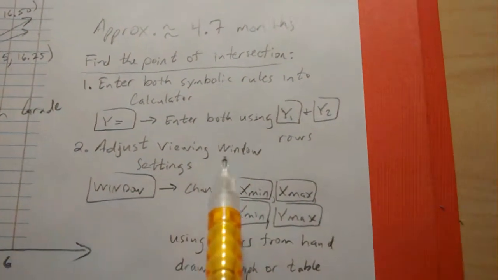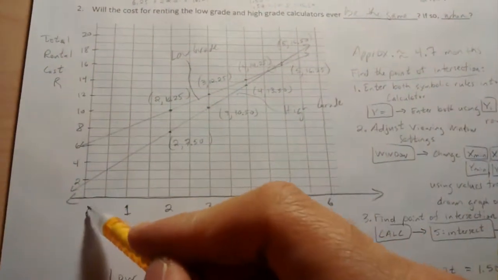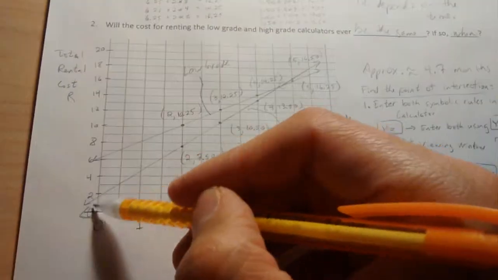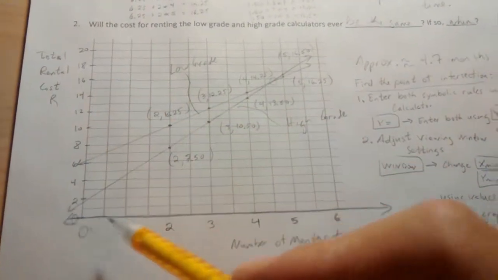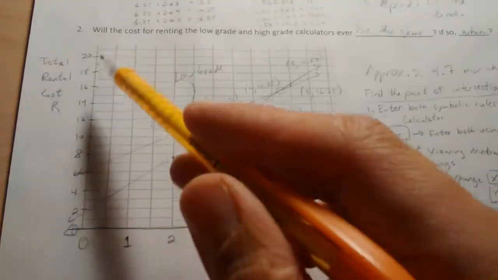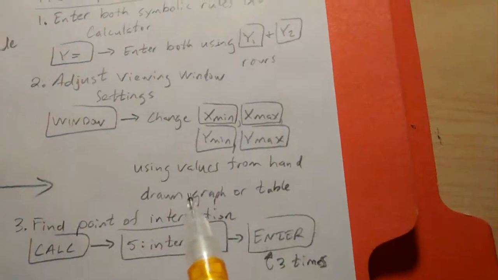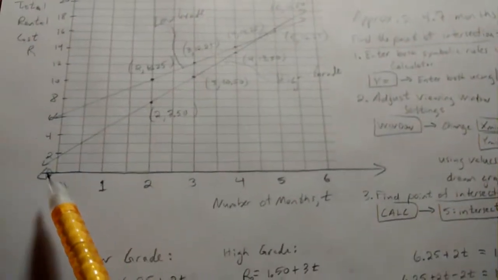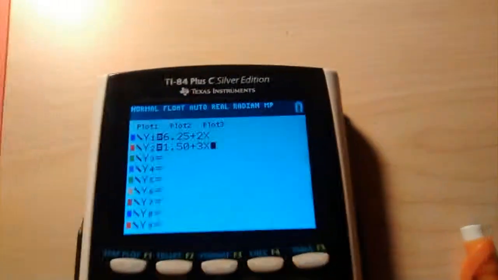So number 2, adjust the viewing window settings. Now, the viewing window settings are really these. So starting with 0 to 6, if you will, and then 0 to 20. So we've got to scale the viewing using these hand-drawn scalings that we used, or in your problems that you'll try, you can get them from a table. So you kind of have to get a feeling for what the values along here should be and along here should be. So let me show you what I mean here.